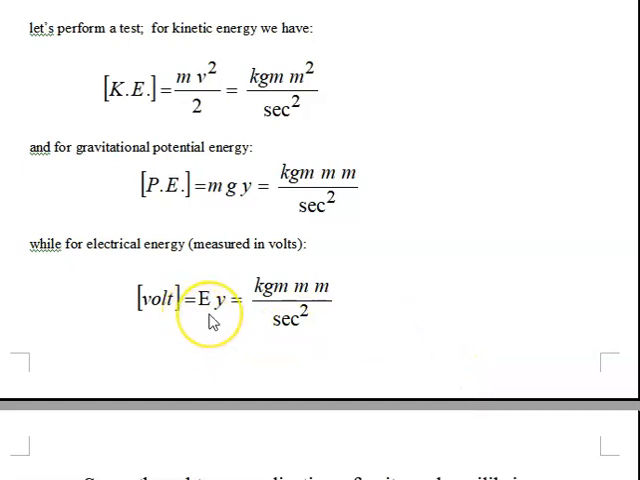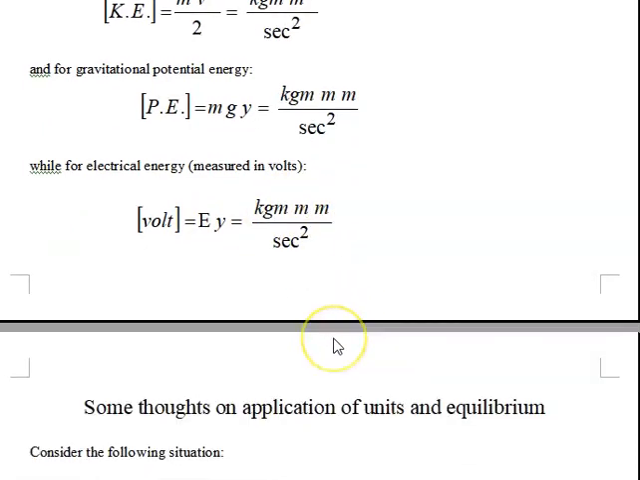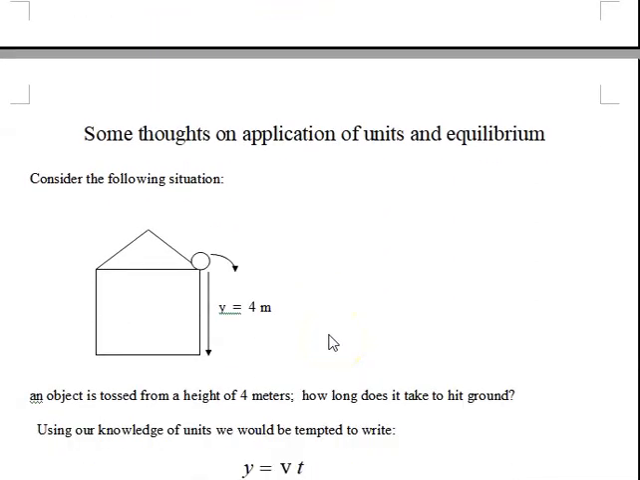Electrically, it's equal to the electric force, or the electric field, which we're going to see has units of kilograms per meter squared, because it's a force, and that's multiplied by y, which is in meters, also kilograms meters squared per second squared. Let's talk a little bit about units and equilibrium in free fall.